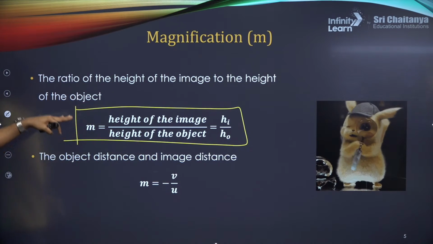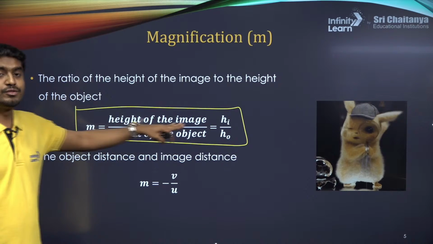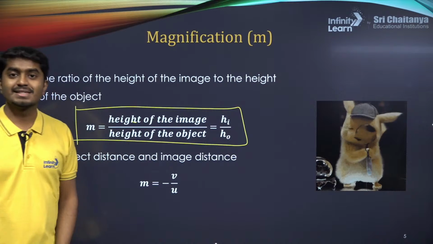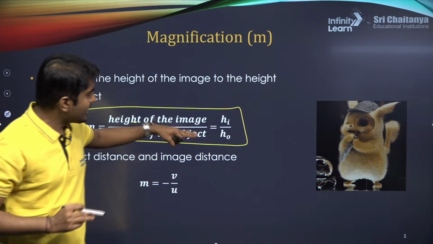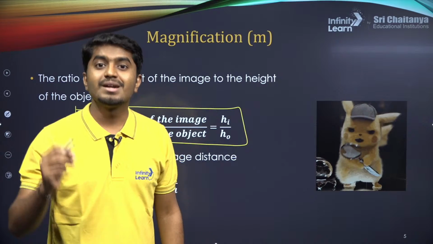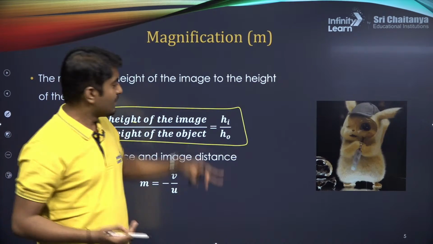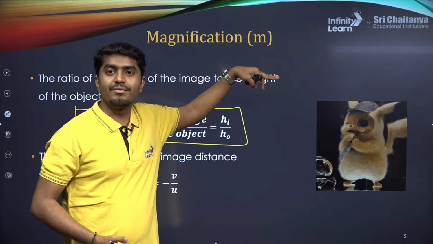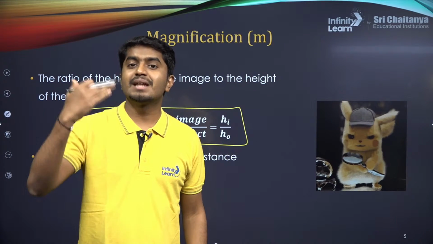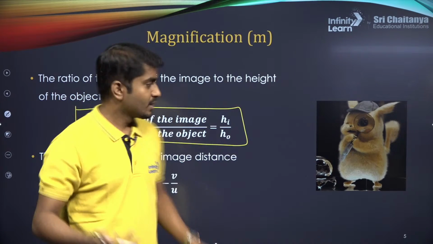So what is magnification? It is height of the image divided by height of the object. Simply this ratio is called as magnification. Also for the magnification you need to consider proper sign convention. So usually what we do is we keep the object above principal axis. Why we do that? If you place the object above principal axis, height of the object would be positive, right?